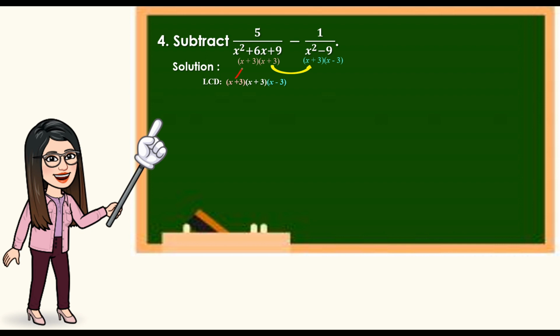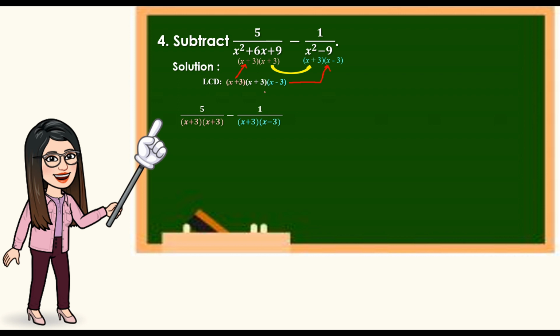So this x plus 3 has no common, so we will keep it as part of our LCD. And then this one is also our LCD. Then, since they are common, we will just get 1. So this is the common, which is the quantity of x plus 3. Okay? So let us solve.